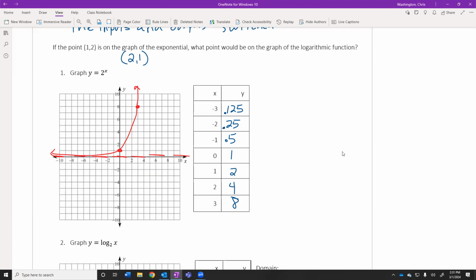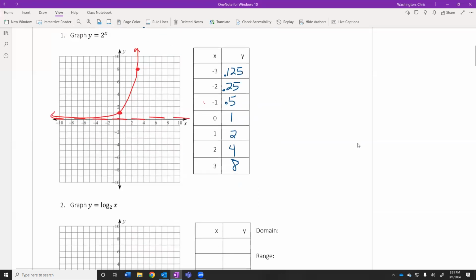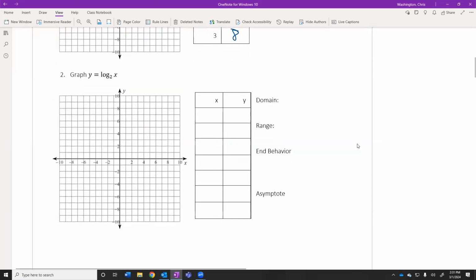For the table for the logarithm, what are the points in the table for the logarithm going to be? What's going to happen to these points right here? These points right here are going to switch. The x and y's are going to switch. So the points for the logarithm are going to be 0.125 as the x value, and -3 is going to be the y value. So those are going to switch.